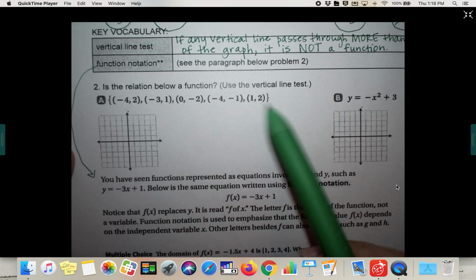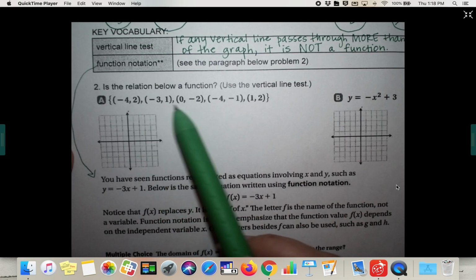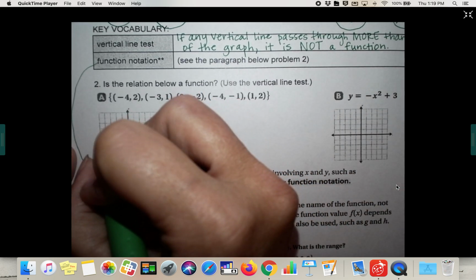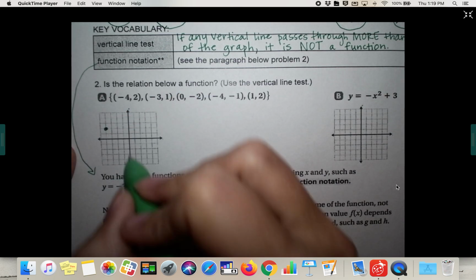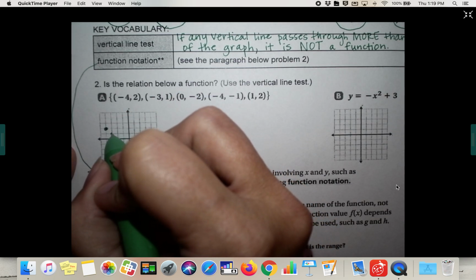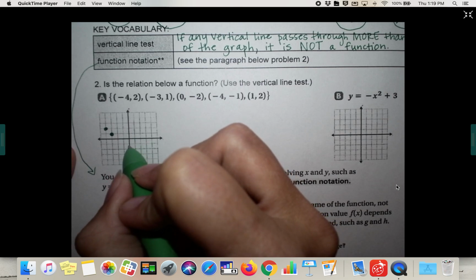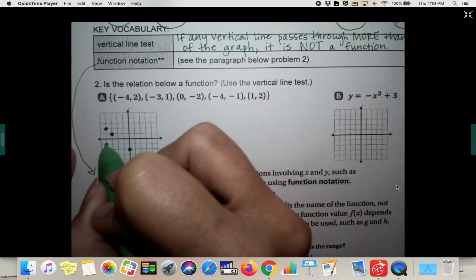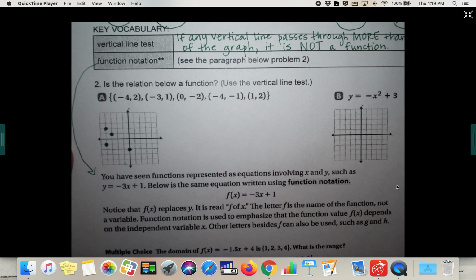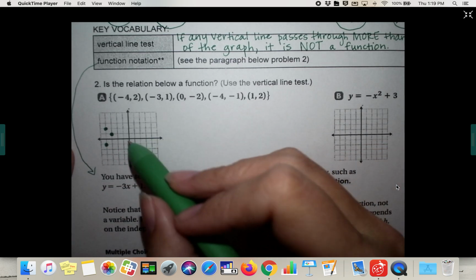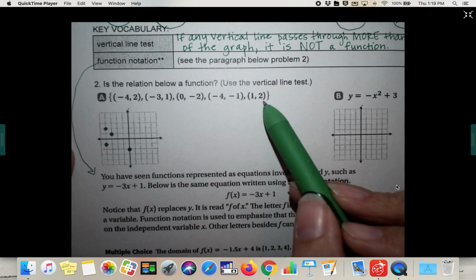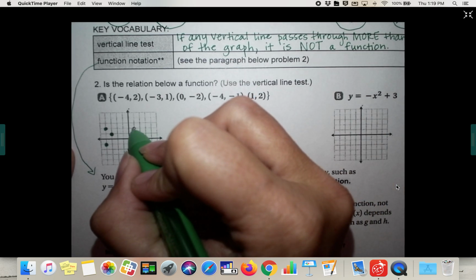All right, let's talk about the vertical line test. Let's go ahead and graph these points on this graph. So -4, 2, -3, 1, 0, -2, -4, -1. We could really just stop right there and see that it's not a function, but I'm gonna keep going. It fails the vertical line test. We'll talk about that in a second. And then 1, 2.